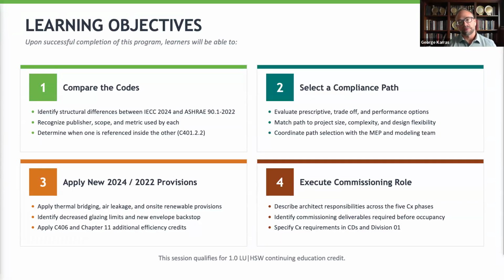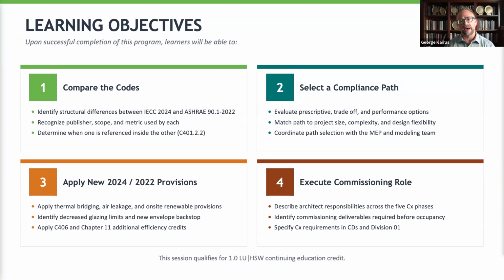So the learning objectives from this presentation, there are 4 that we're going to go through today. First, we're going to compare the codes, identifying the differences between IECC 2024 and ASHRAE 90.1 2022. We're also going to get into the context of why ASHRAE 90.1 2022 is coming up, because Illinois has adopted the 2024 IECC. So why is ASHRAE even coming into this conversation? We'll get into that a little bit here.